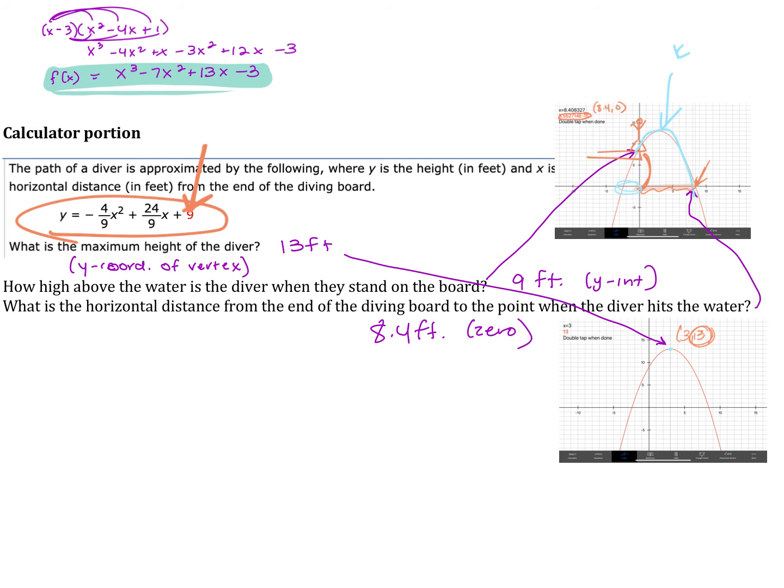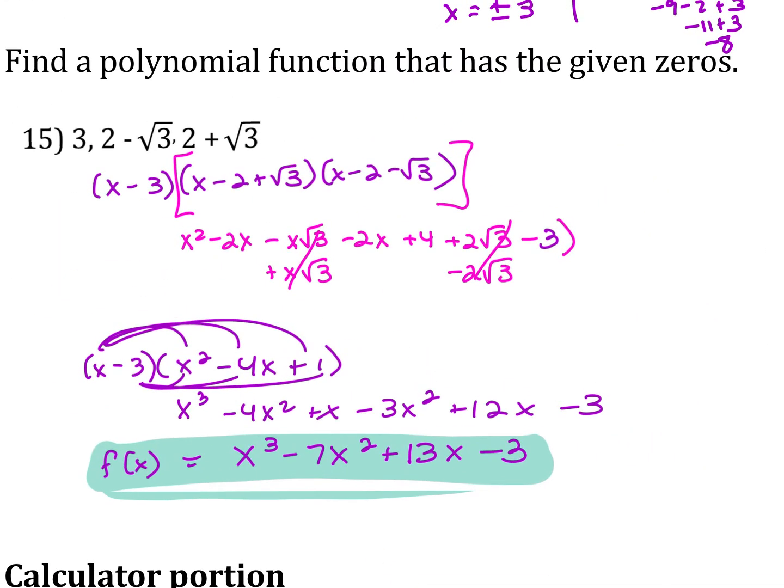You just got to understand what the words mean in terms of what we're looking for, right? That's sometimes the hardest. Now a correction: there was a mistake. This should be number 15. I left it as like minus 9 at the end. So it should have been x to the third minus 7x squared plus 13x minus 3.